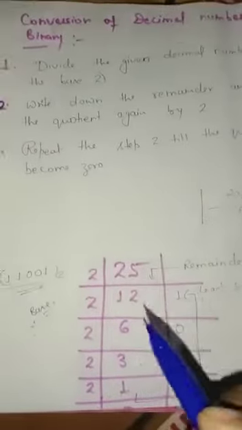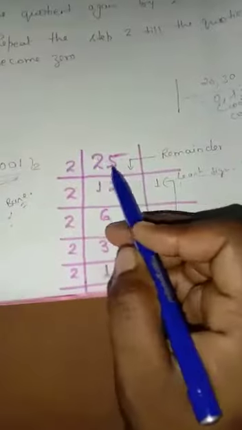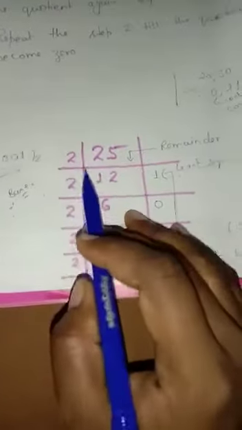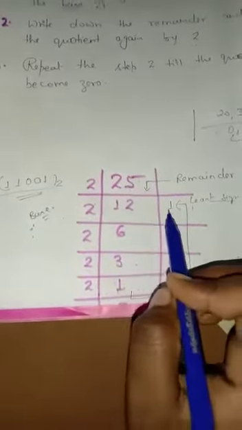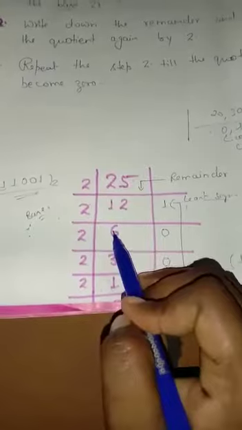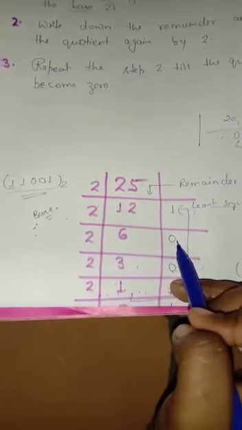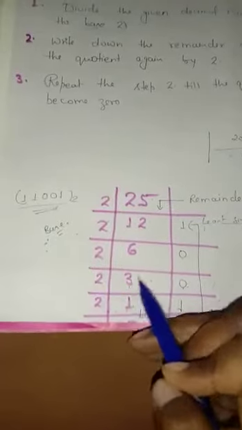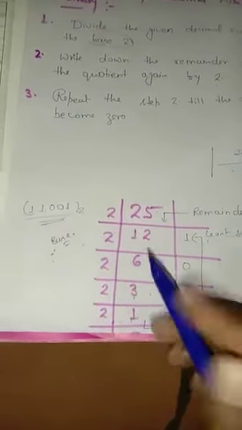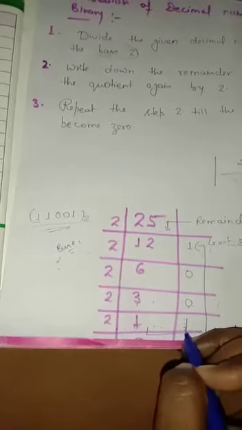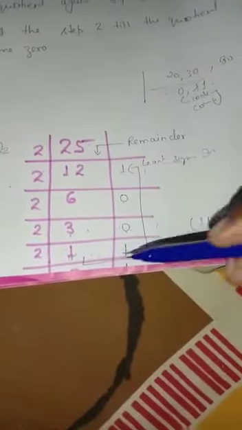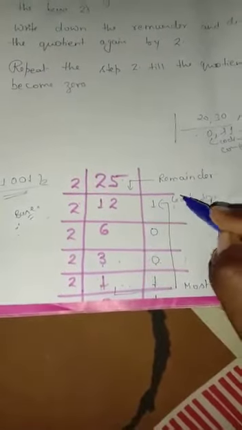Now students, you can see I am going to convert the number 25 into binary. 2 ones are 2, 2 twos are 4, remainder is 1. Then 2 sixes are 12, there is no remainder, so we will write here 0. 2 threes are 6, there is no remainder, so we will write here 0. 2 ones are 2 and there is one remainder, so we will write it here. Then after writing the remainders, we will write the binary number in the sequence from most significant bit to least significant bit, meaning from bottom to top.